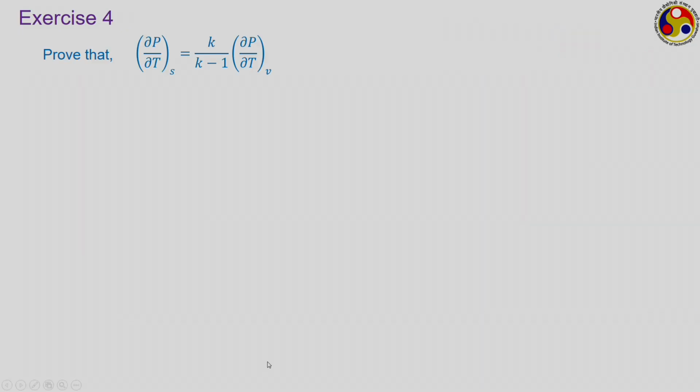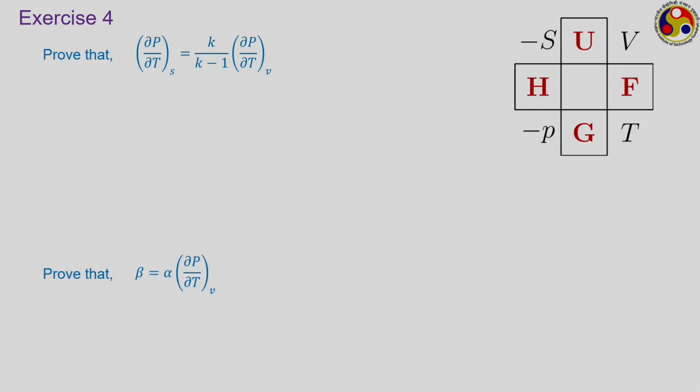Let us do a little bit of exercise of our own of a different kind. You have been asked to prove this particular relationship making use of the Maxwell's equations. Here we do not need to bother about the relations for du or dh, we just have to use the Maxwell's relation to prove this. Now, for this let us make use of the Maxwell square. So, this is the Maxwell square you have, which involves all the 4 thermodynamic potentials and also the 4 parameters of our concern, that is pressure, temperature, specific volume and specific entropy.